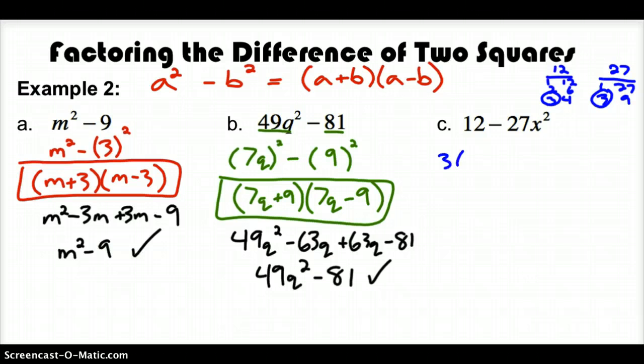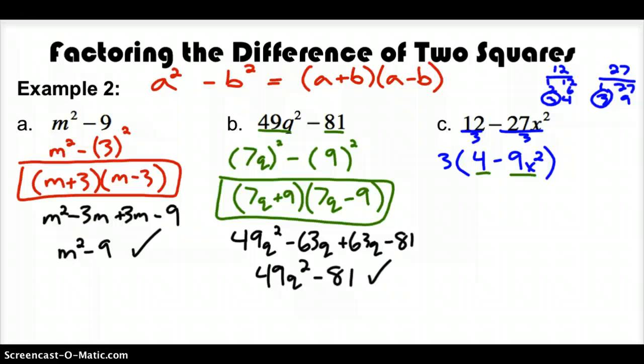So I'm going to take out a 3, and I'll divide each term by 3 to see what would be left over. I know that 12 divided by 3 is 4. I know that 27 divided by 3 is 9, so this is what we'll end up getting. Now this is a little better, because I recognize this number as a perfect square. I also recognize 9x squared as a perfect square.